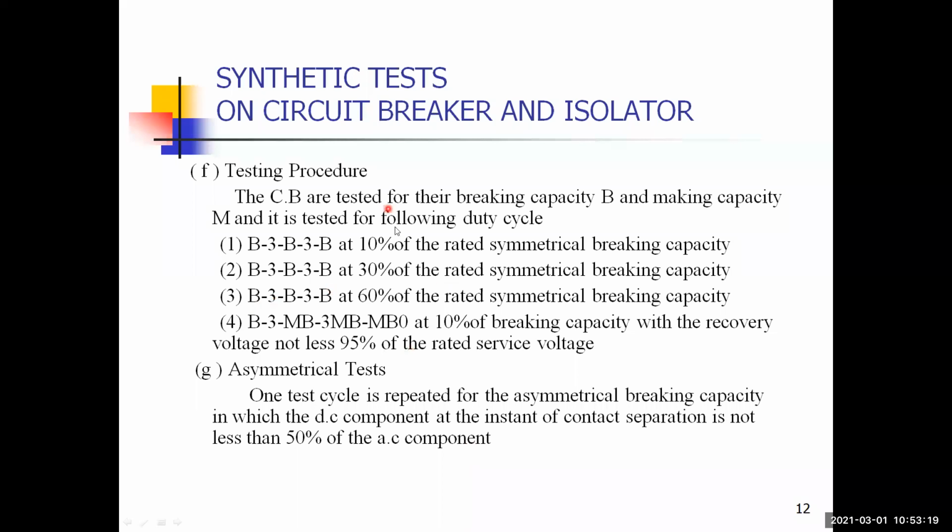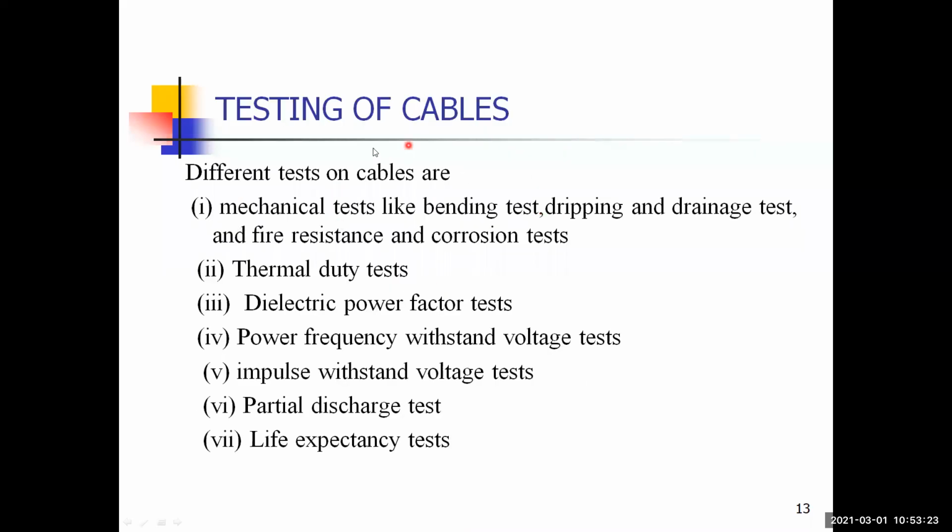This is some theory about the synthetic test of the circuit breaker and testing of cables. Different tests on cables: first, mechanical tests like the bending test, and dripping and drainage test, and fire resistance and corrosion test. Because the cable is placed under the ground, we have to check the mechanical test, and dripping and drainage test also, and fire resistance and corrosion test also, thermal duty test, dielectric power factor test.